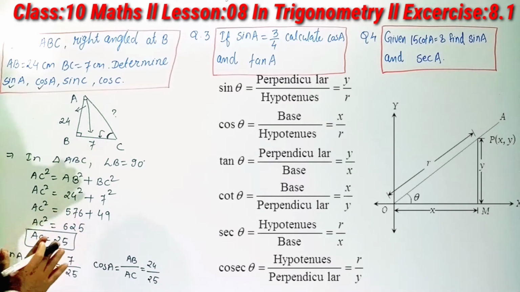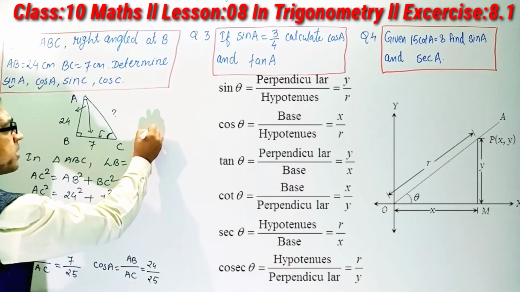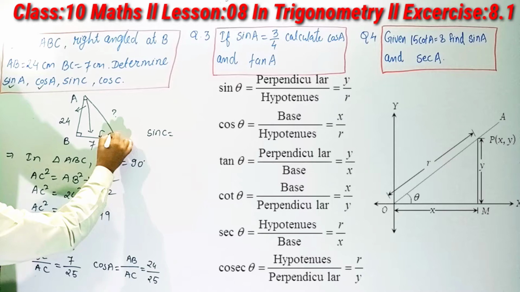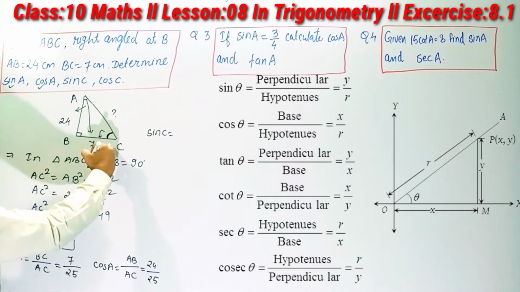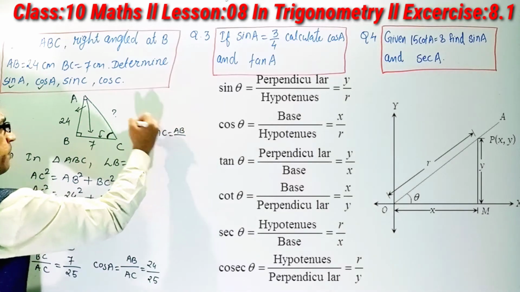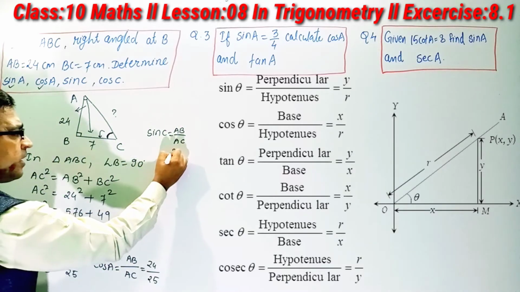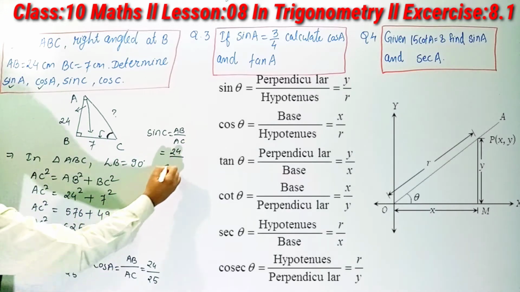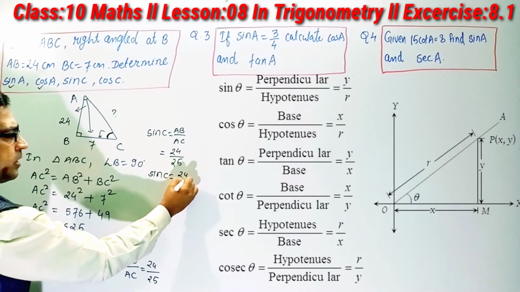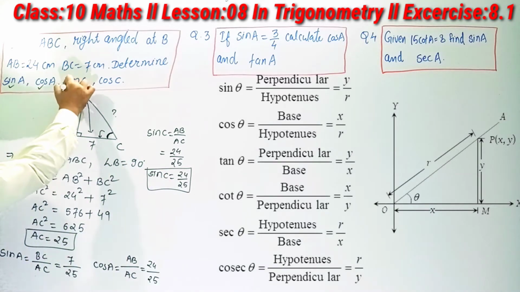Now students, next we want to find out the value of sin C, right? So what about sin C? For sin C, for this angle, it is opposite side by hypotenuse. What is the opposite side? AB, and the hypotenuse is AC. The value of AB is 24 and the value of AC is 25, right? So the value of sin C is equal to 24 by 25. So we got the value of sin C.